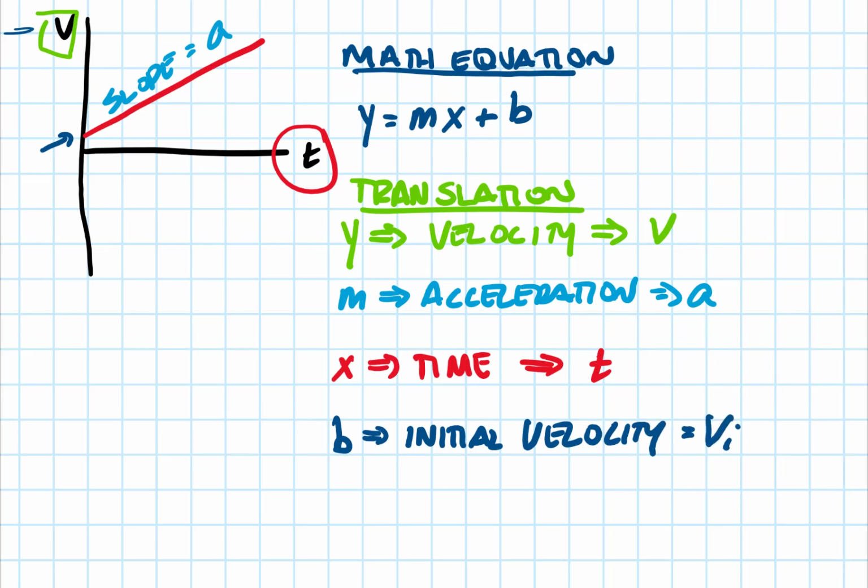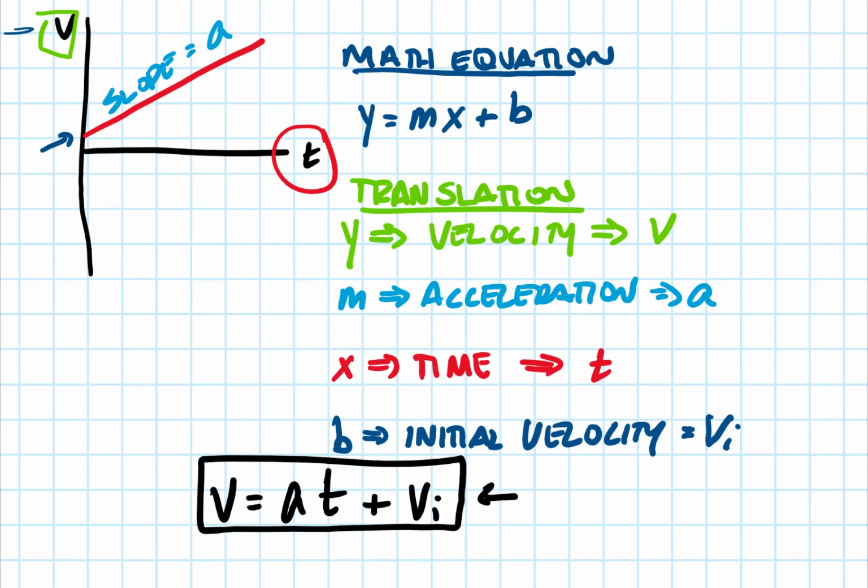So it's v initial. So when we do our translation from the math equation, when we try to understand what's physically going on with this, instead of y, we're going to write velocity. Instead of slope, we're going to write acceleration. Instead of the x value, we're going to write time. And instead of the b for y-intercept, we're going to write the initial velocity. This is our physics equation.